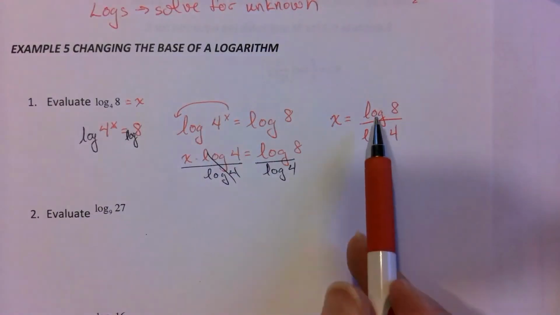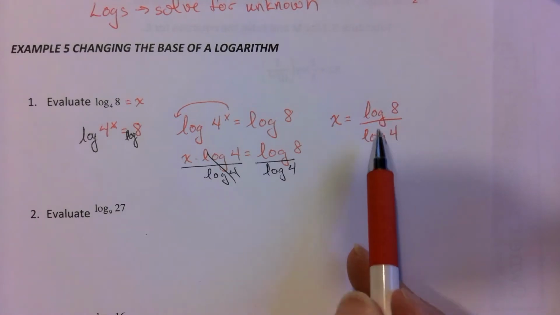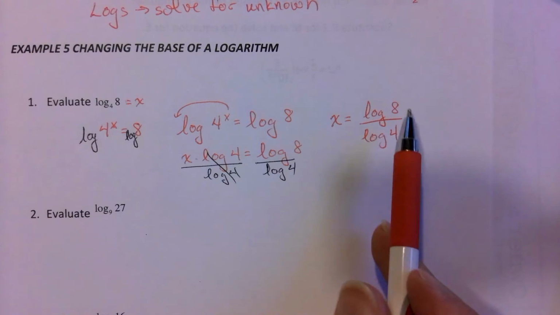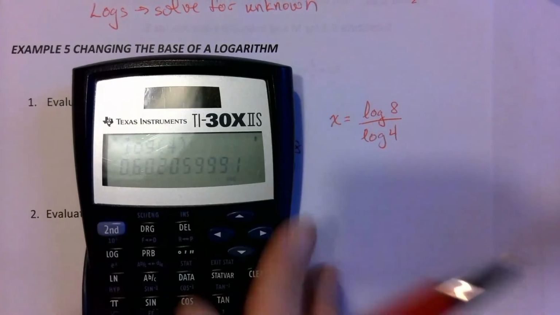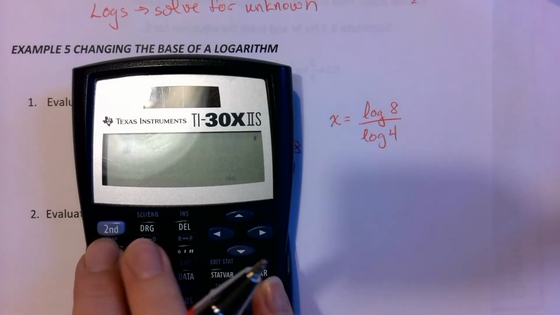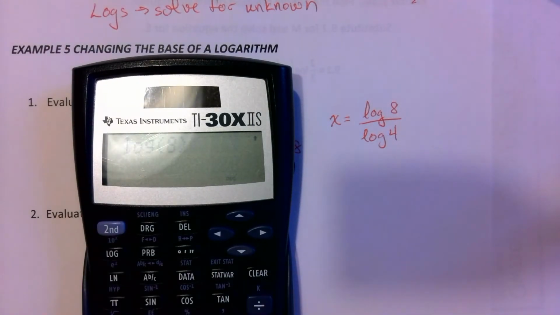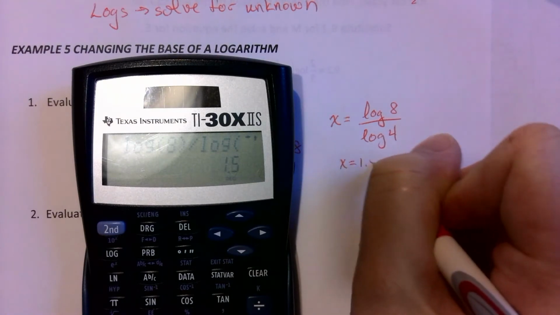But these are not single logs. This is log 8 divided by log 4. That's why these don't cancel. Log 8 is a number, log 4 is a number. So when I go to type this in the calculator, there's nothing reducing or simplifying here. I'm going to type in log 8, and it's really important to close those parentheses, and I'm going to divide it by log 4. And I'm going to close that parenthesis for good measure. And I get 1.5, or 3/2. So we do get that x is 1.5.